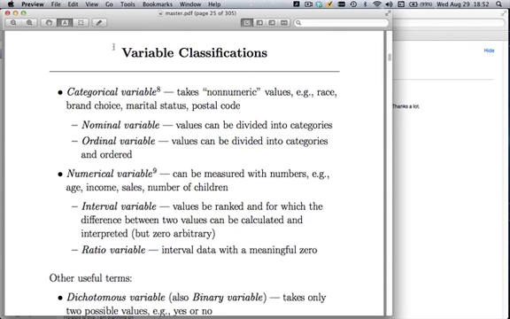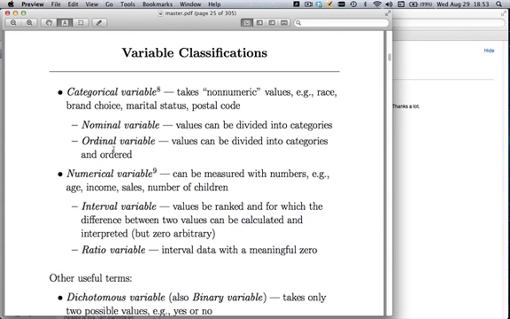Now within categorical variables, there are two subcategories. One is nominal. So nominal variables have no ordering, whereas ordinal variables have an ordering. So the way I like to think of this is you can ask the greater than question with ordinal variables. So if you have two values, with ordinal variables it makes sense to ask the question, is one value greater than the other? It makes absolutely no sense to ask the greater than question of a nominal level variable.